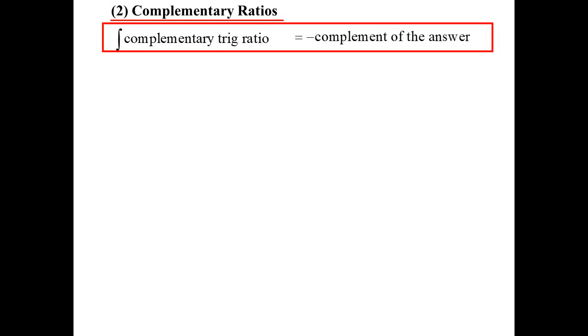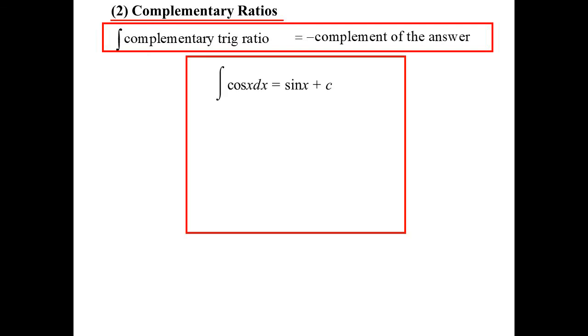Complementary ratios. An interesting thing happens. If you integrate a complementary trig ratio, the answer will be minus the complement of the answer. Cos x, we know, gives us sine x. If we integrate sine x, that's the complement of cos, it should go to minus the complement of the answer. Well, the answer is sine, the complement of the answer is cosine, and we get negative cos. So that's the idea. So cosec squared, we know sec squared goes to tan, so cosec squared should go to minus cotan, so minus the complement of the answer.